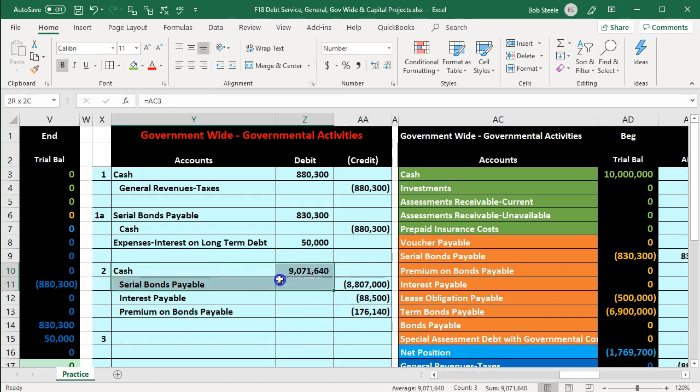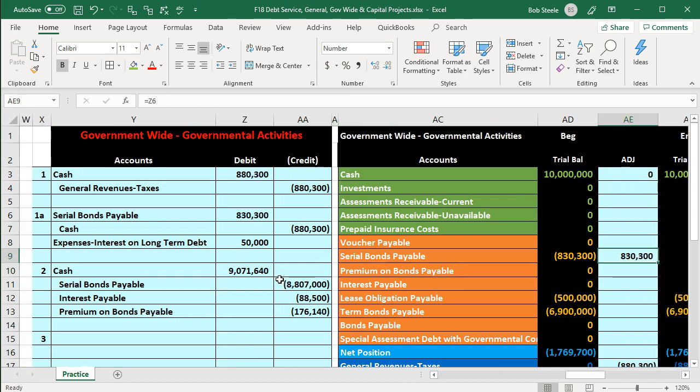Let's post this out. We got cash first, so we're going to go up top to cash. We are in AE3, something's in it. I'm going to use the keyboard, F2 plus F2. Scroll back down, I'm going to pick up that cash amount. Then we have the serial bonds payable. So serial bonds payable, that's going to be here in AE9. Something's in it, so we're going to say F2 plus F2. Scroll back over and pick up that credit amount.